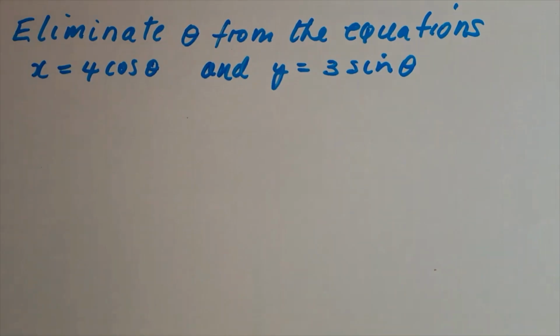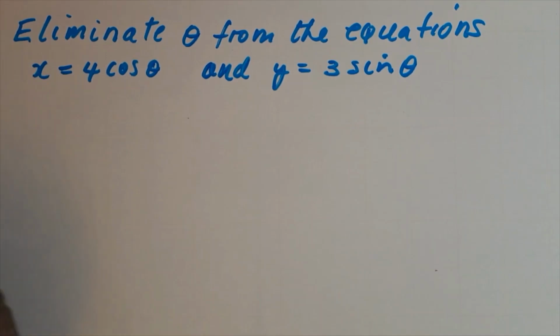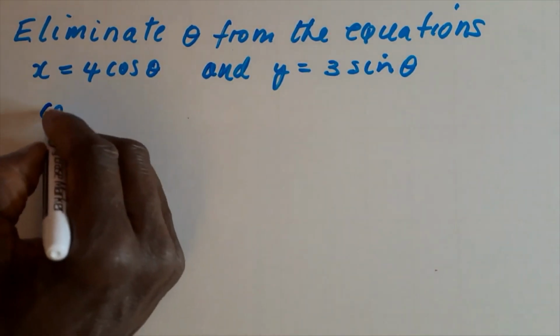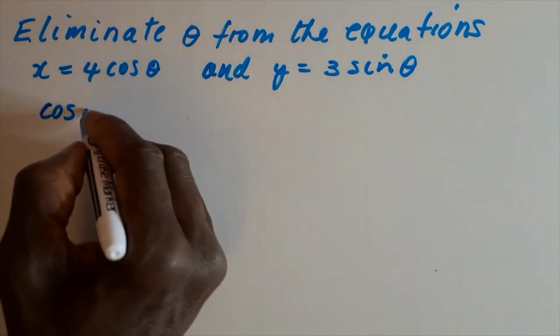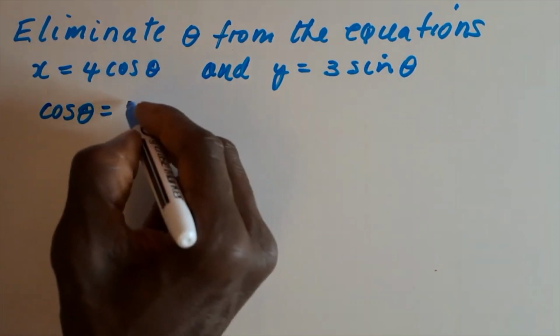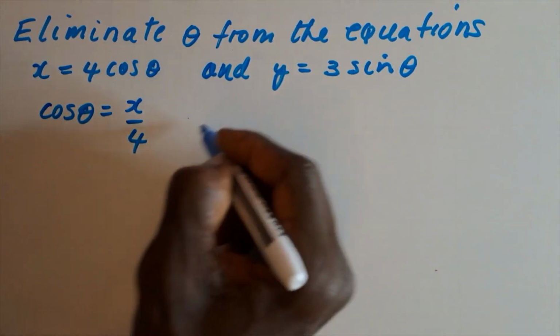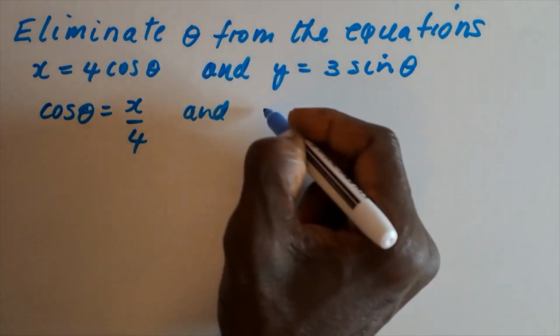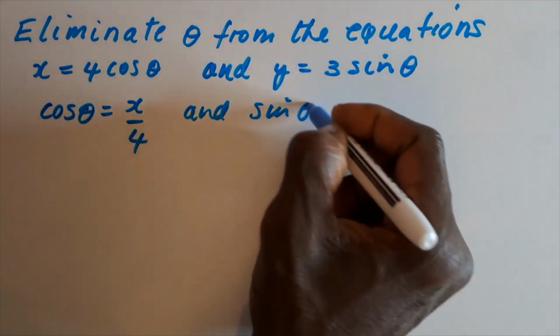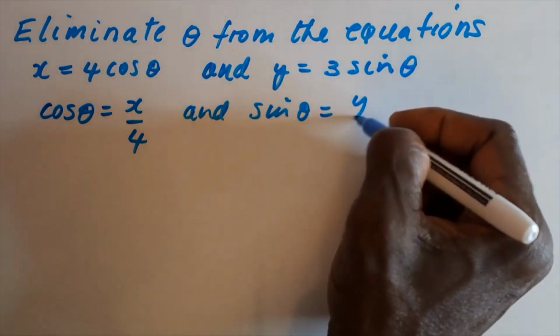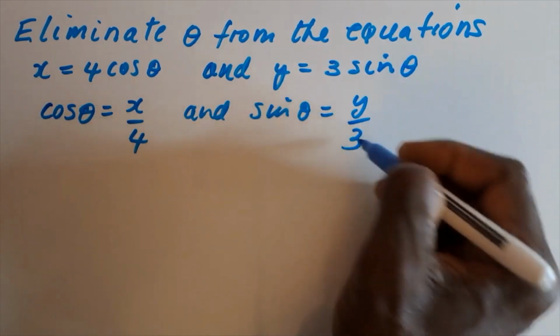Hi, in this problem we're going to eliminate theta from these two equations, and we'll do this by using a trig identity. Now we have that cosine theta for this equation is equal to x over 4 and sine theta is equal to y over 3.